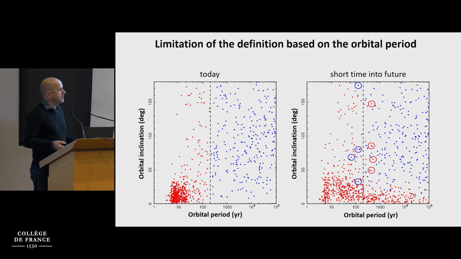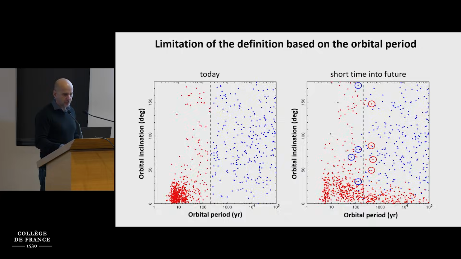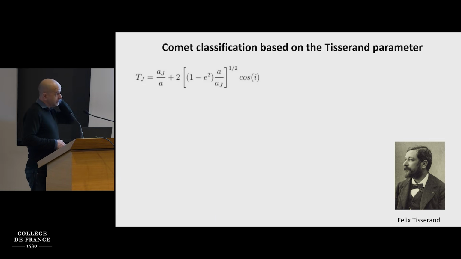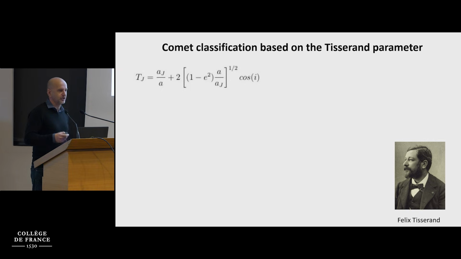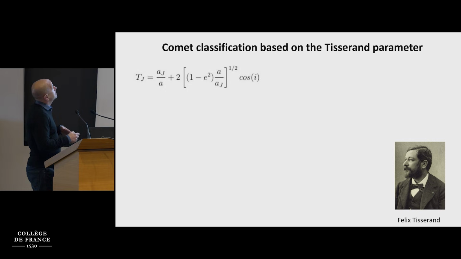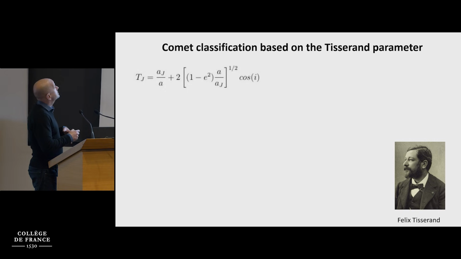So what would be better? We can do better by using the Tisserand parameter. It was Félix Tisserand, who at some point worked as a director of the Paris Observatory. He used it extensively to understand which comets are the same and which comets are different. Basically, the Tisserand parameter is given here. This is a Tisserand parameter given with respect to Jupiter, so this index J indicates Jupiter.